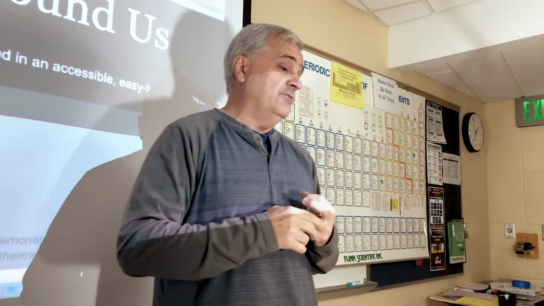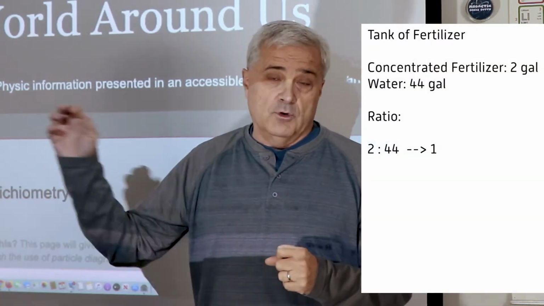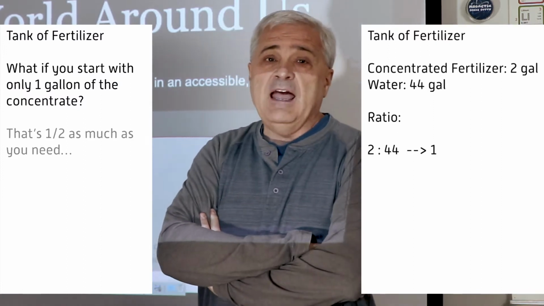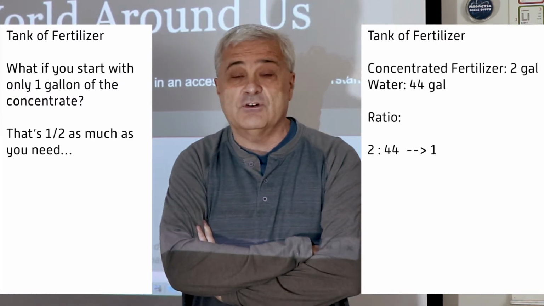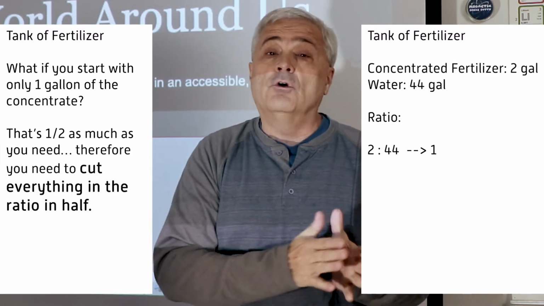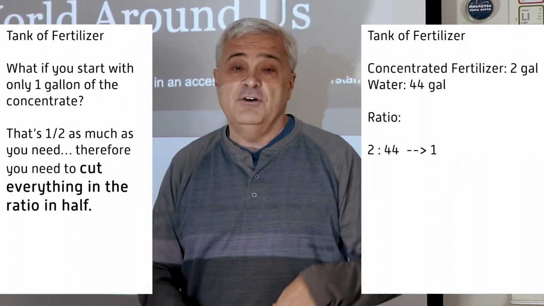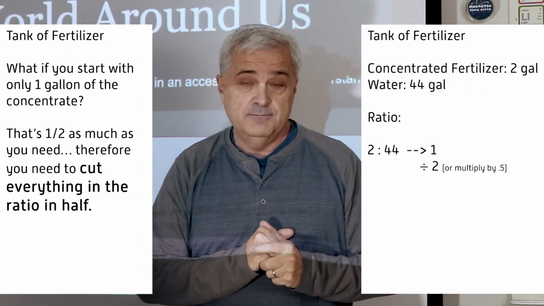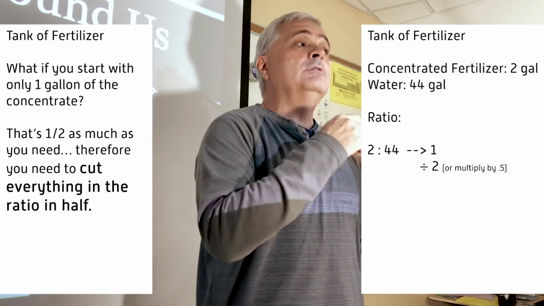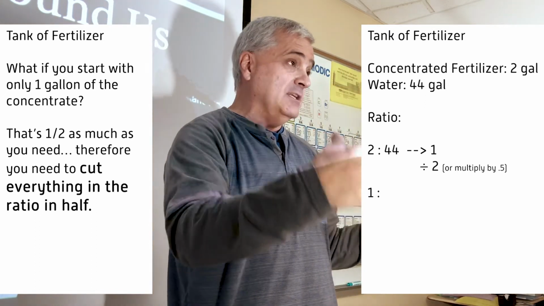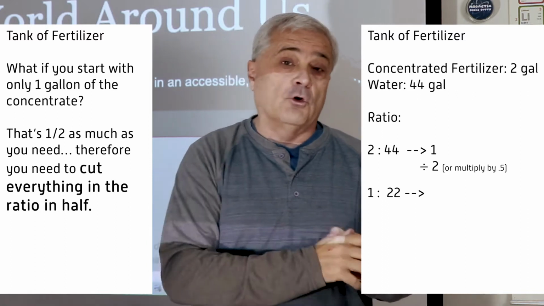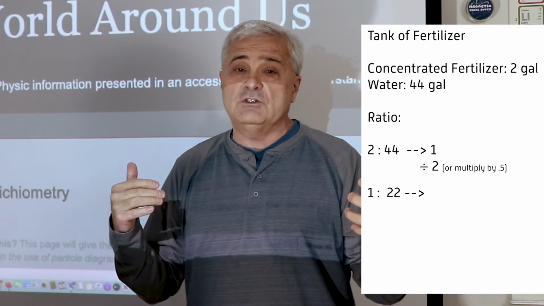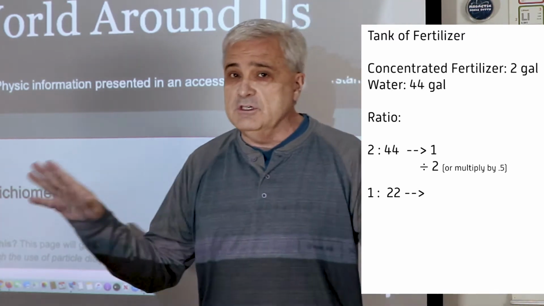Well, what happens if I'm trying to do 2 gallons, 44, 1 tank, and I only have 1 gallon of fertilizer? I have half as much fertilizer concentrate as I need. Therefore, I'm going to cut everything in half. 1 gallon is half of the 2 that I needed, and that means I only need half as much of the recipe water. So instead of 44 gallons, I'm only going to use 22 because I only had half as much to start with. This makes perfect sense. We do this all the time.